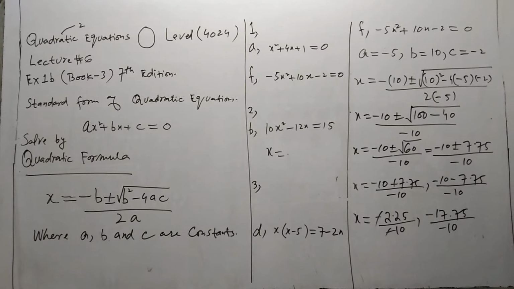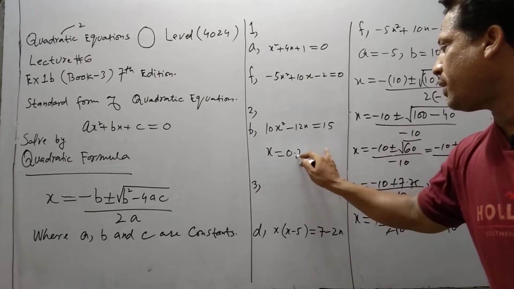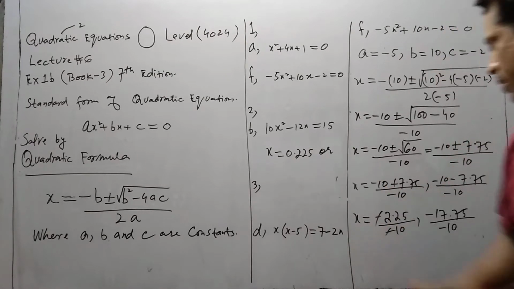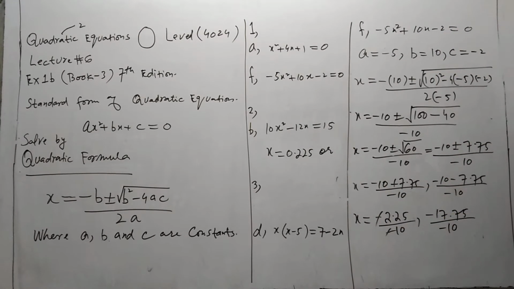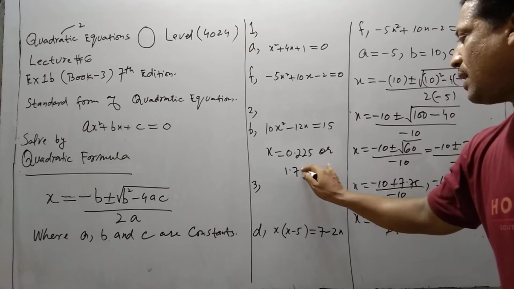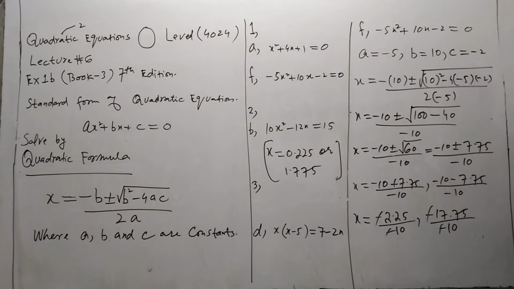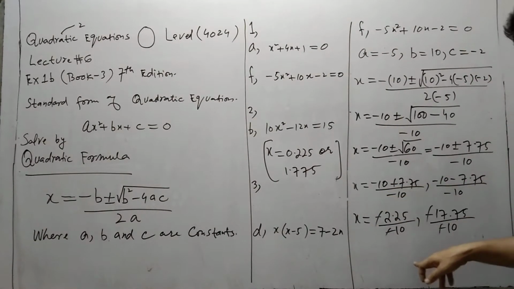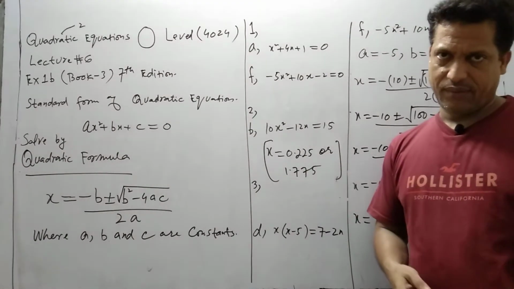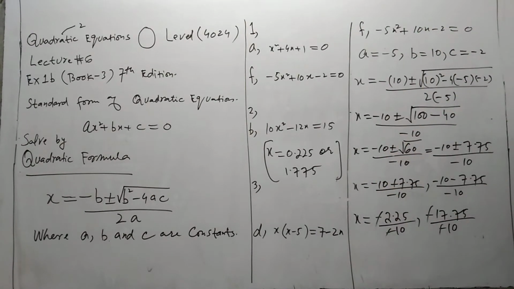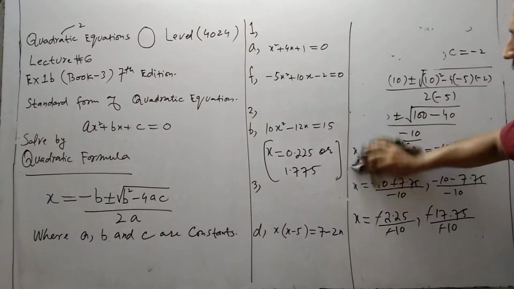2.25 upon 10 is 0.225, or minus 17.75 upon minus 10, minus cancels to minus, so the answer is 1.775. This is your answer. You can verify, you can check this answer by using calculator. So I hope you understand. See next part.